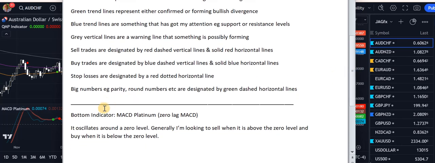The main thing is this bottom indicator is the MACD Platinum. It's a zero lag MACD, oscillates around the zero level. So here on the left, you'll see where my big yellow circle is. That's a zero level. It oscillates around, so it goes up and through, always goes back to the zero level eventually. Generally, I'm looking to sell when it's above the zero level and buy when it's below the zero level. And I use this as a trade management tool.